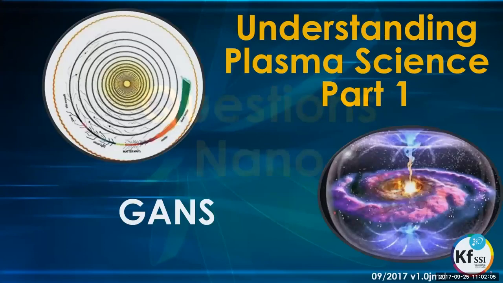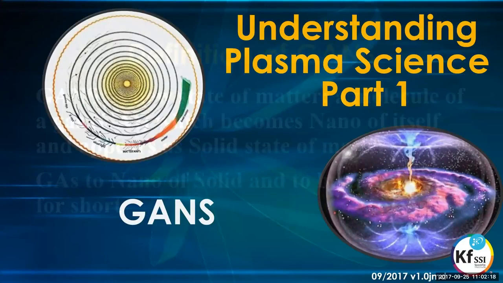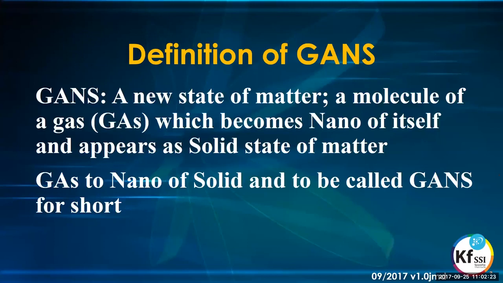Okay, so we'll now go on to the third section, which is just going to be explaining a bit on what GaNS is, that we've introduced in the beginning. Definition for GaNS: it's a new state of matter, a molecule of a gas which becomes nano of itself and appears as solid state of matter. Gas to nano of solid is to be called GaNS for short.